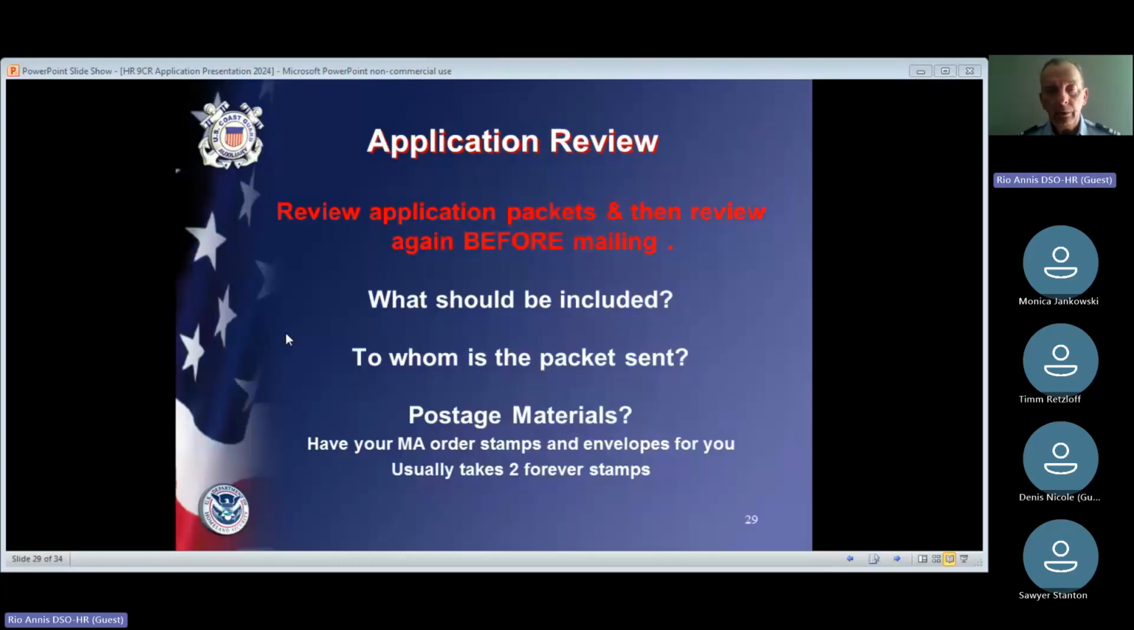Postage materials. I don't know if all of you know that, but you can get the manila envelopes and stamps through your materials officer or your flotilla commander. It's free through the ANSI catalog, so you won't need to use your own money for postage or envelopes.